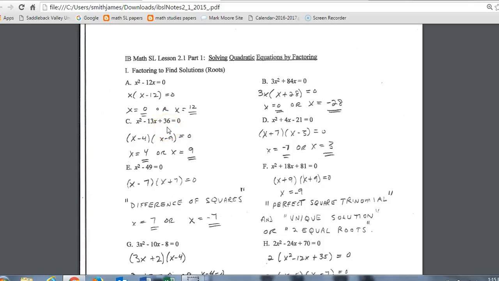Trinomial factoring, these are the ones where you were looking for two numbers that would multiply to be 36 and would add to be negative 13. So in this case, negative 4 and negative 9 would multiply to be this, and they would add to be this. So that makes my two factors with negative 4 and negative 9. If I set each one of those equal to 0, then I get my two solutions that you see here.